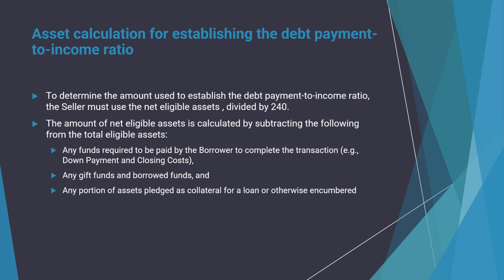So if you're using some of the asset, for example, if you have a $400,000 asset and 100,000 of it is going to come from the down payment, you have to subtract the 100,000 from that. Any gift funds and borrowed funds. So it can't be any gift funds, or they can't go to the loan and borrow any funds, like $1 million, and use that as the asset, because that's not eligible. Any portion of the asset pledged as collateral for a loan or otherwise encumbered.